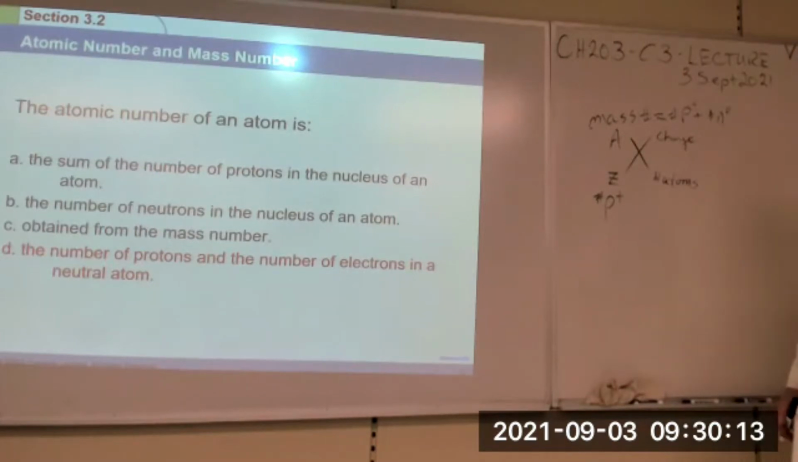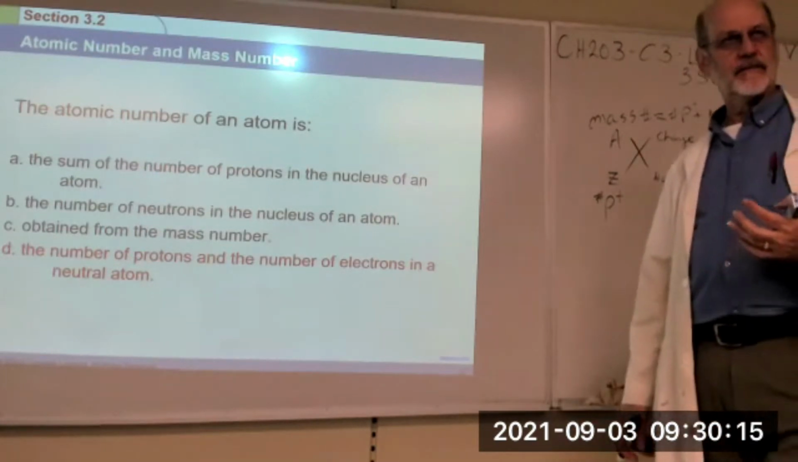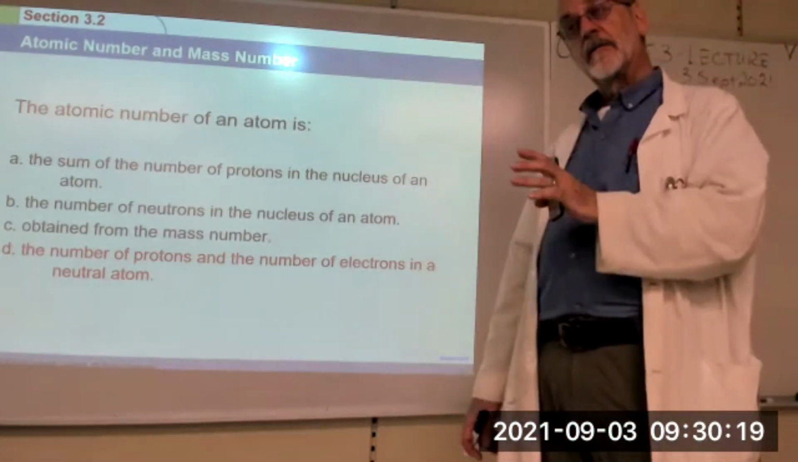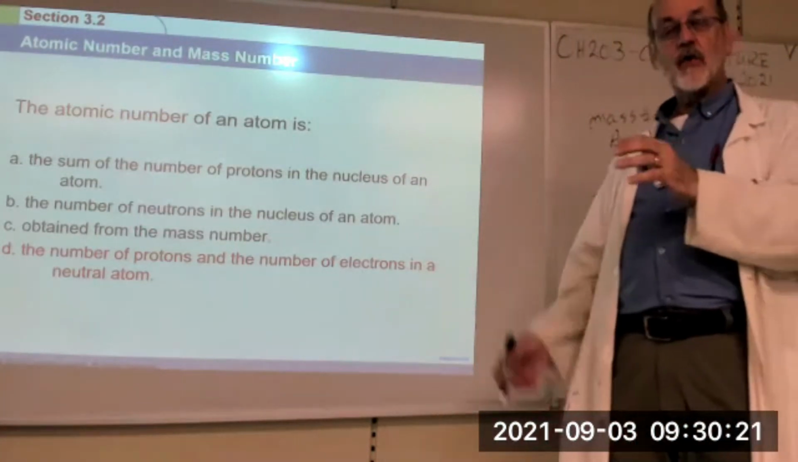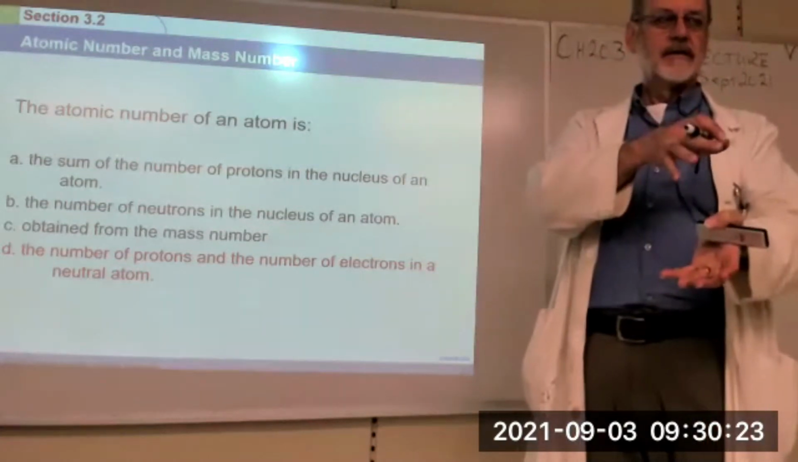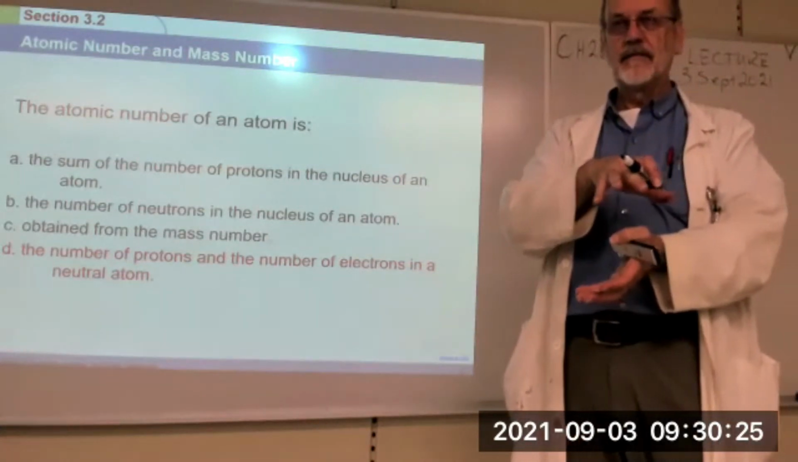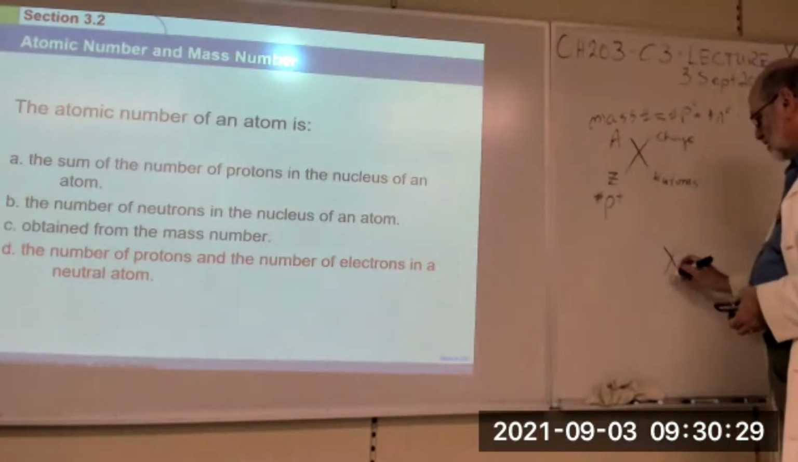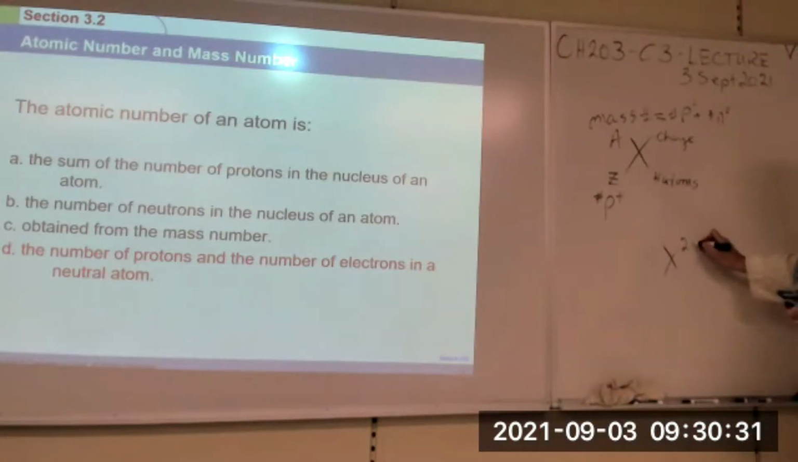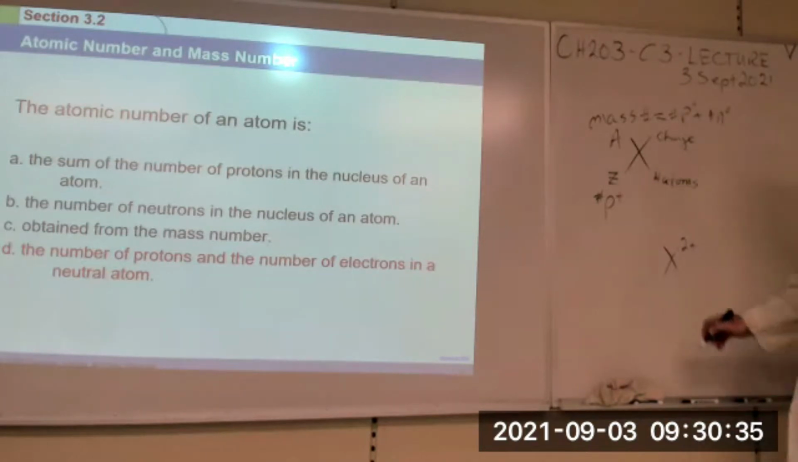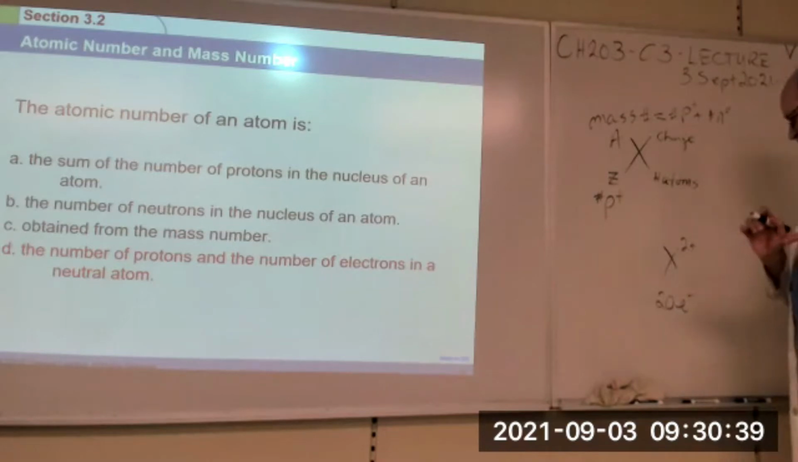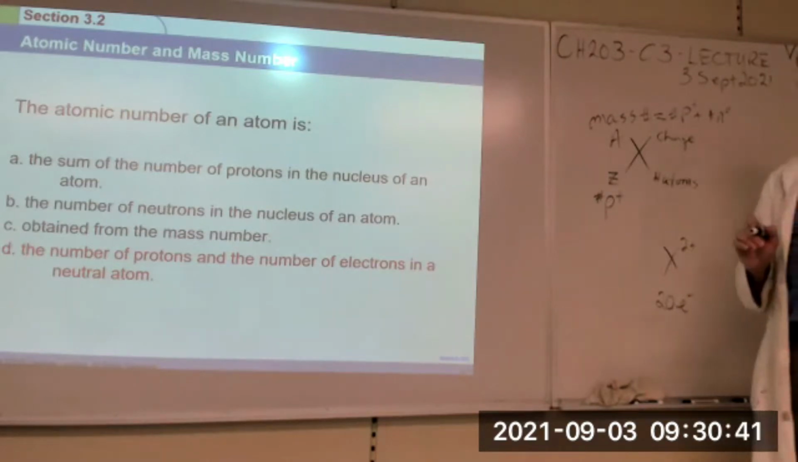So that's your starting point, the neutral atom. If you need to make an ion, start there. Or if you're given an ion, you know what to go back to find out the identity. So for example, I tell you that this one has a 2+ charge, and I also tell you that there are 20 electrons. Find out what element that is.